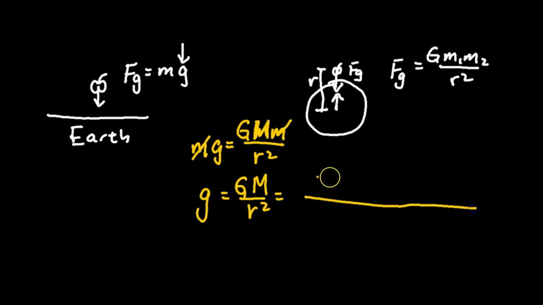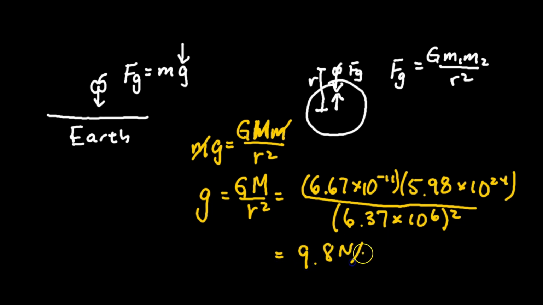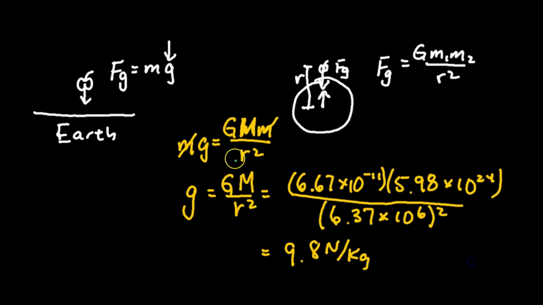Now we're going to do a little substitution here. Big G is 6.67 times 10 to the negative 11. Earth's mass is 5.98 times 10 to the 24th. And the radius of the Earth is 6.37 times 10 to the 6th. And don't forget to square it there. We calculate that, and guess what we get? 9.8 newtons per kilogram.